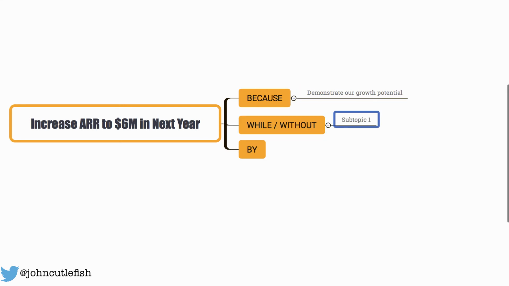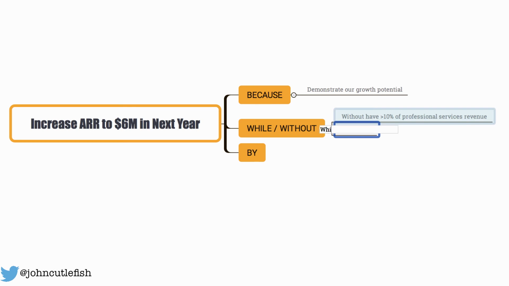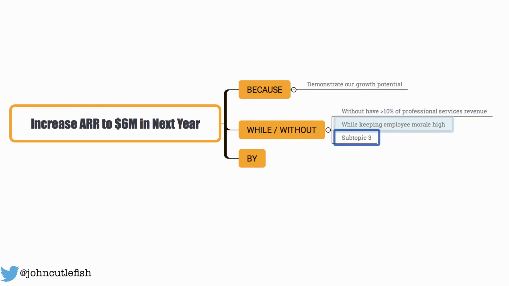So for example, in the while and without section, you might state some values. One might be without having greater than 10% of professional services revenue. Another one might be while keeping employee morale high. Sometimes a chase of sales can bite into employee morale. It can be difficult to grow that quickly. Another one might be while continuing to innovate. You don't want to get so stuck in the weeds trying to close each of these deals that you don't think about innovating. On and on and on.